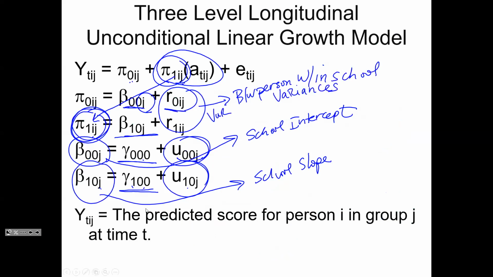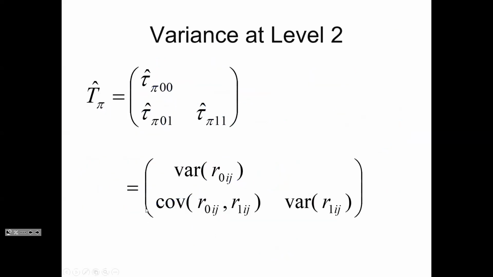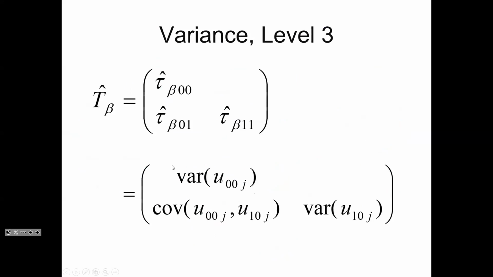What does this mean in terms of our tau matrix? Already, this looks a lot more complicated, because I've got five equations now instead of three. What does it look like for my tau matrix? Actually, I'm going to have two tau matrices now. I'm going to have the tau pi, which is my level 2 tau matrix. It looks just like it did, because I'm allowing the intercept and the slope to randomly vary across people within schools. But I'm going to get the same thing at level 3 because I'm allowing the slope and the intercept to randomly vary across schools. This is my tau beta matrix.